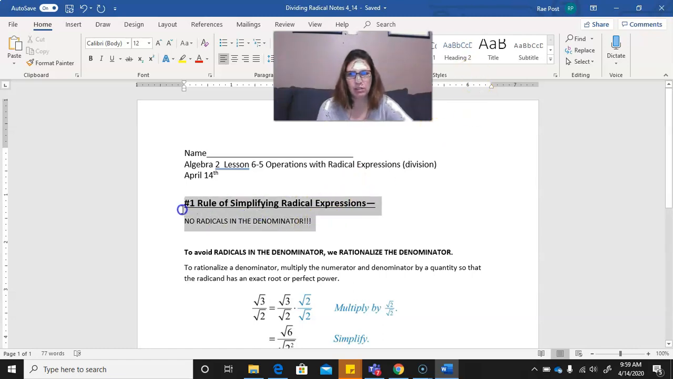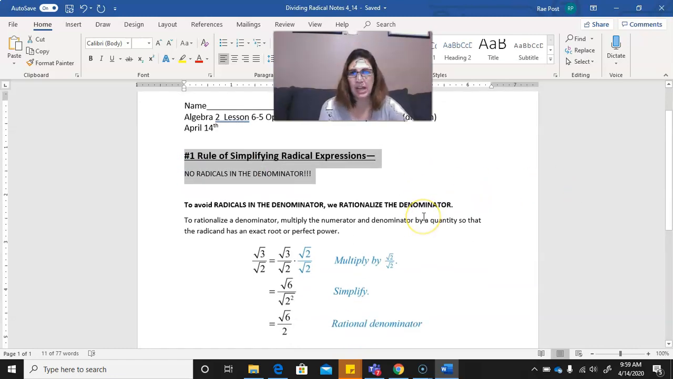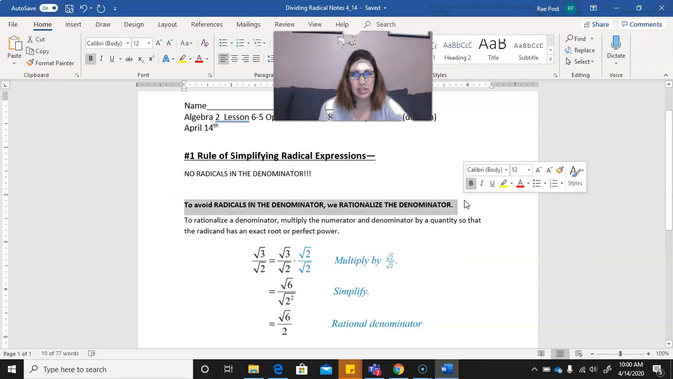You cannot have a radical in the denominator, just like you can't have a 0 on the denominator with a fraction. You cannot have a square root, a cube root, a fourth root. You can't have a radical symbol in your denominator. So in order to avoid that, you have to do what we call rationalizing the denominator. Okay, you have to mess with it, and rationalize is like a verb. You have to mess with your expression.